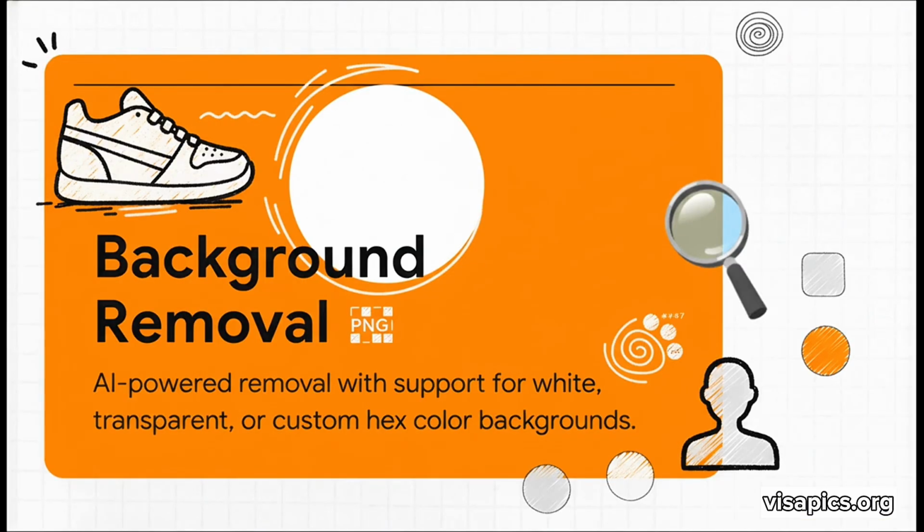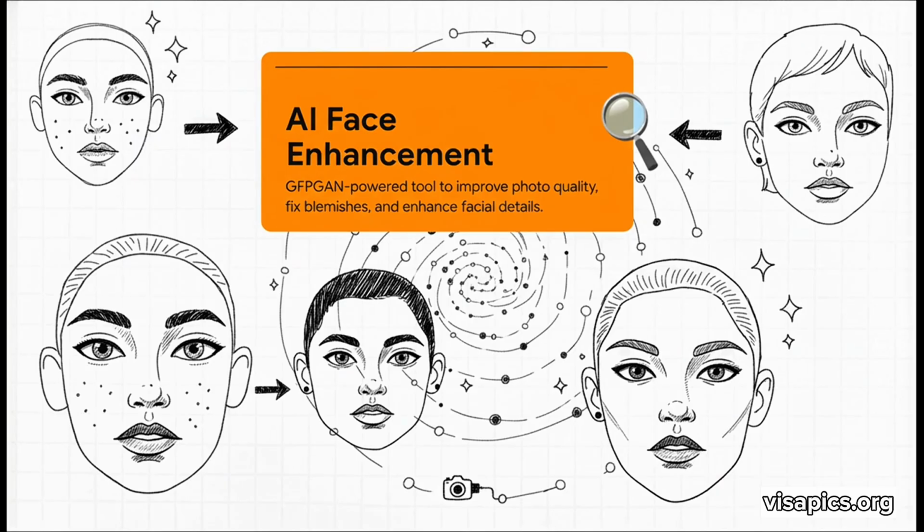First up is AI-powered background removal. This is perfect for generating those clean, consistent product shots, and we all know that increases sales, or for standardizing user profile pictures. You can specify a white background, make it transparent for PNGs, or you can even pop in a custom hex color to perfectly match your brand. Super flexible. Next, there's the AI Face Enhancement.